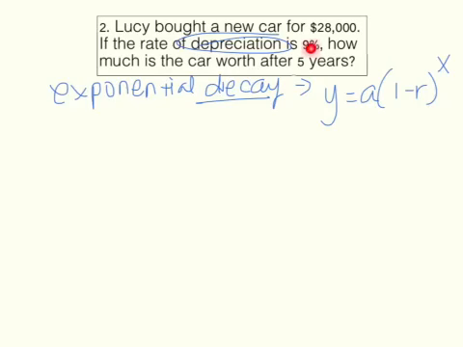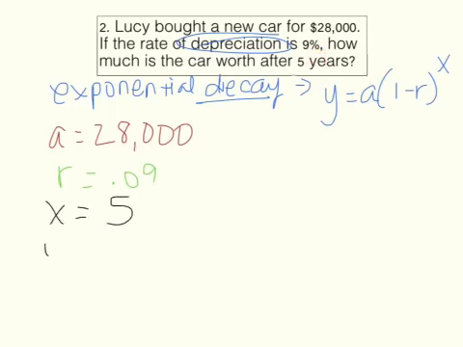So now let's go back in here and see if we can find our variables. She bought a new car for $28,000, so that's my initial amount that the car is worth before the decay. The rate of depreciation is 9%, so my rate is 9%, which I write as a decimal. Be careful that you don't put 0.9, but 9% is 0.09. And I also have, let's see, how much is the car worth after 5 years? So that's my time interval, or my x value, which is 5 years. Y is the amount after the decay, which I don't know.